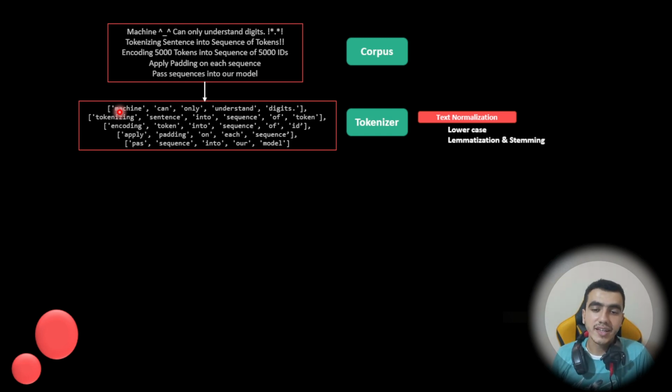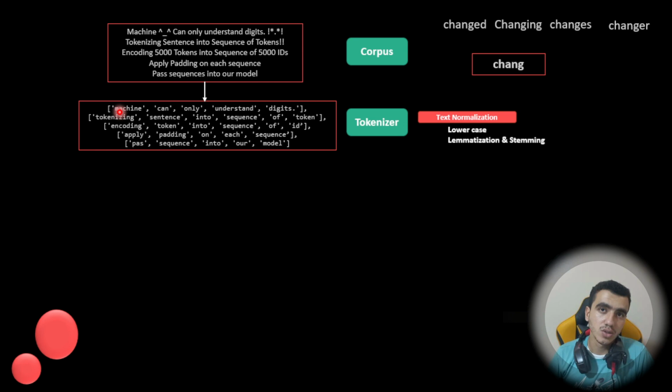But stemming can truncate the word into a non-meaningful word. For example, if we have these three derivatives of the word change and we need to bring them to the root, a stemming approach will truncate all the extensions of this word, while lemmatization has the ability to return a meaningful word, which is called the lemma. So that's the difference between the two.